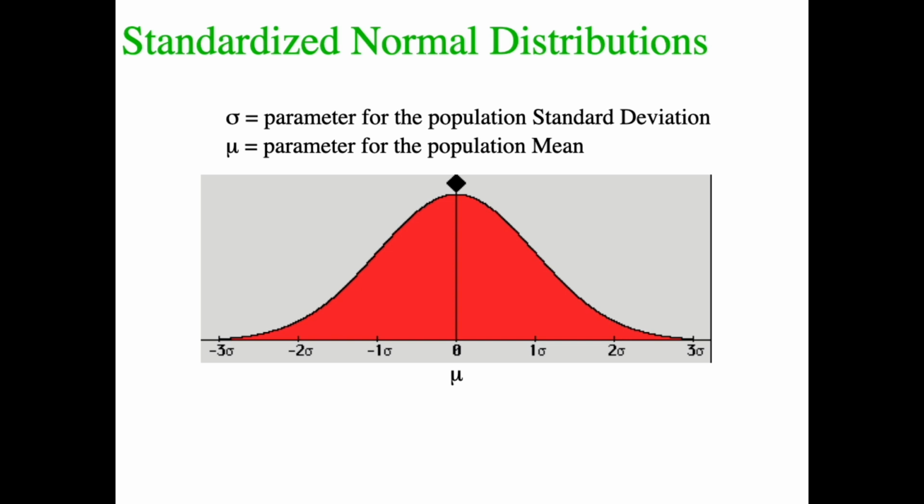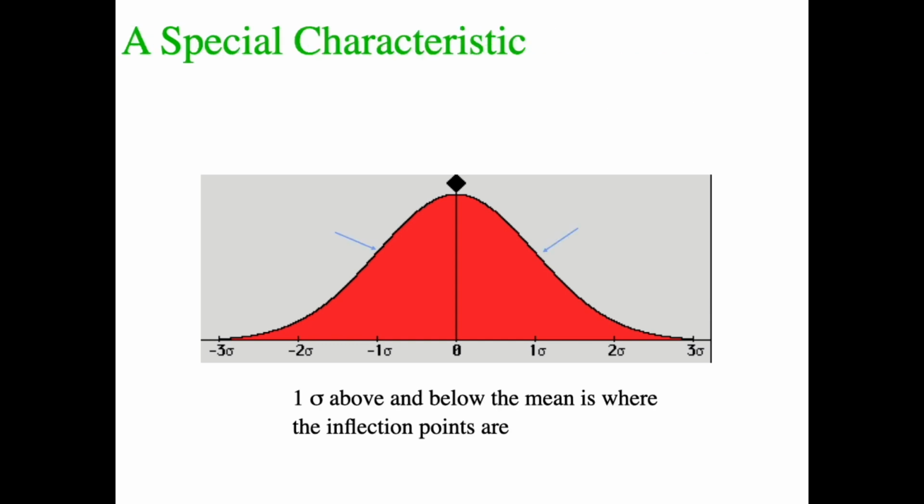And then mu is the parameter for the population mean. Okay, so that's what you'll keep seeing here, but that's basically talking about a mean and a standard deviation. Now, there's some special characteristics about normal curves when you think about their means and their standard deviations.